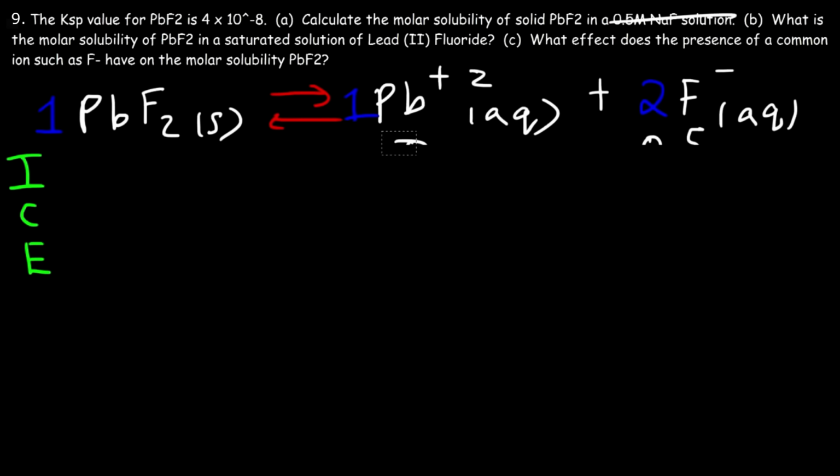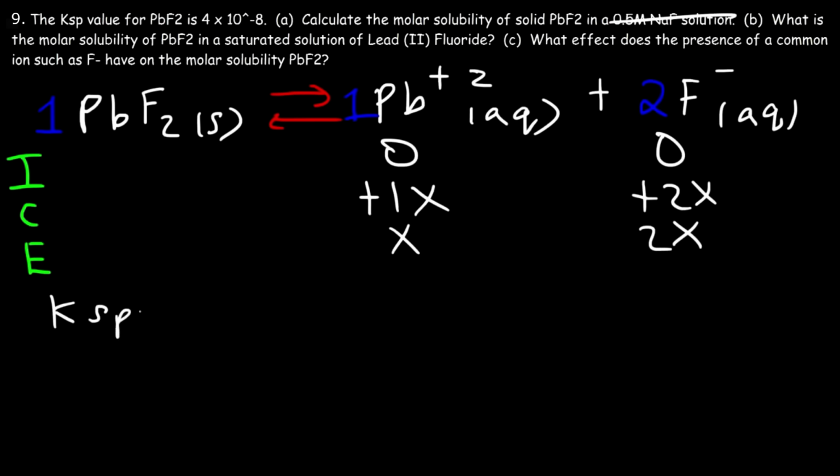So how is this problem going to be different than the last problem? What would you say? In this problem, the concentration of lead is 0, but fluoride will be 0 as well. We don't have a common ion in part B. So this is going to increase by 1x, this will increase by 2x.